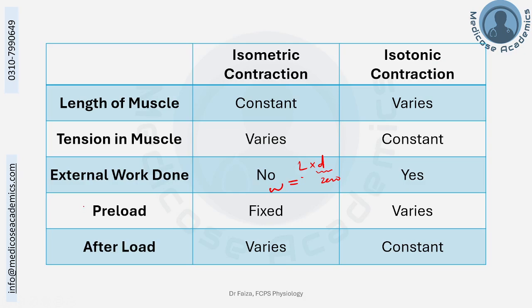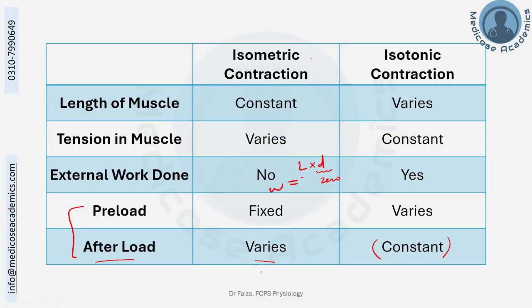Then there comes another concept of preload and afterload. Afterload is simply the external load that you are moving. So this load is constant in case of isotonic contraction, whereas it can vary in case of isometric contraction. If you are lifting a book, lifting a weight, pulling a table, pushing a door, all these loads against which you are working, that is the afterload. And this load, in isotonic contraction, is going to stay constant and may vary in case of isometric contraction.